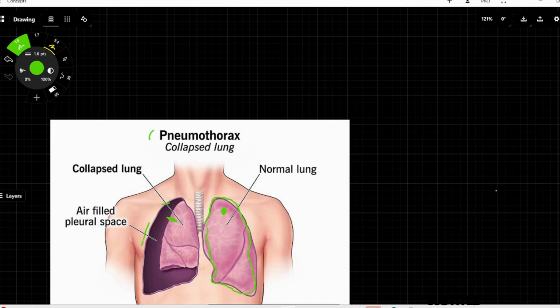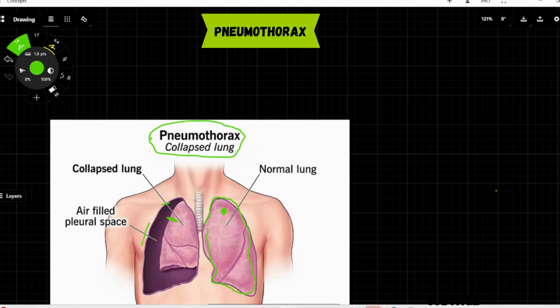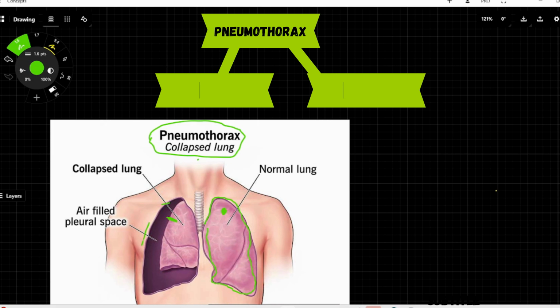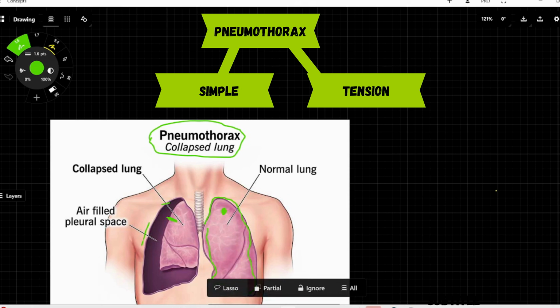Now, this is a pneumothorax, but there's two different kinds. There's a simple pneumothorax and there's a tension pneumothorax. In a simple pneumothorax, air is drawn into the chest, but it doesn't really go into this lung because that lung isn't expanding to create the negative pressure to draw in. So most of the air will go into the unaffected lung.